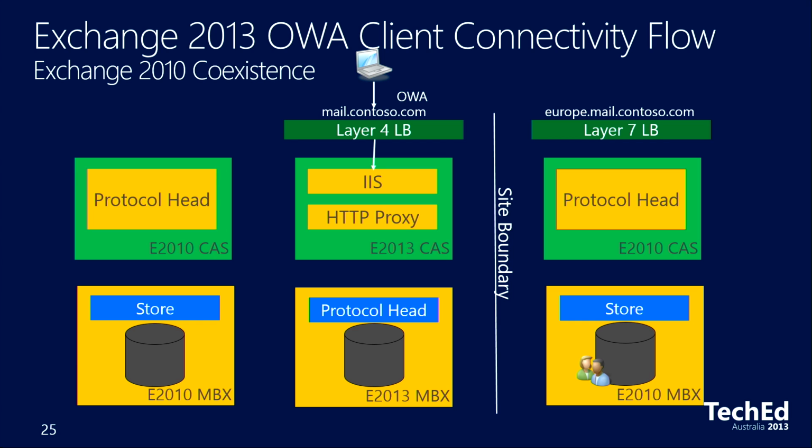It will find out not only that the mailbox is in this other site, but it will also look up the external URL value and find out that that's an internet-facing site. And because it's an internet-facing site, we're going to kick that request back, and we're going to send it up to the client, and we're going to redirect the client over to that internet-facing site.